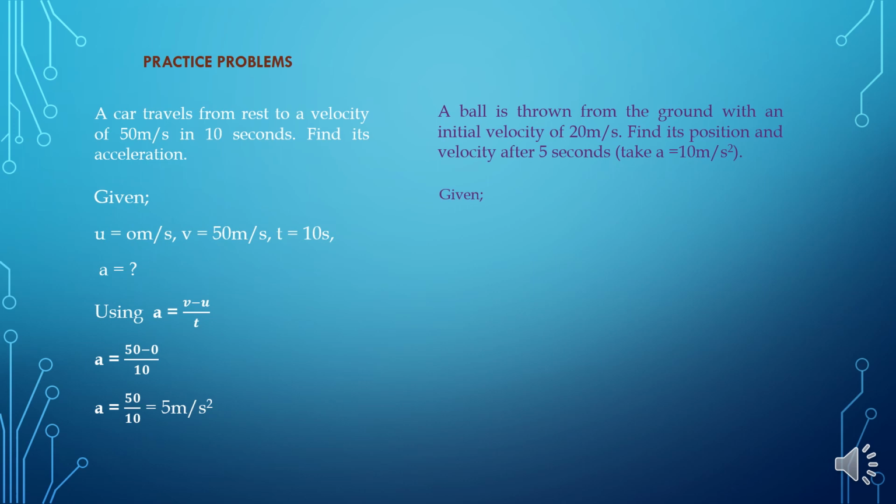A ball is thrown from the ground with an initial velocity of 20 meters per second. Find its position and velocity after 5 seconds. Take a equals 10 meters per second squared. In this question we are given an initial velocity of 20 meters per second and a time of 5 seconds. So we are asked to find two things: the position of the ball as well as its velocity after 5 seconds.